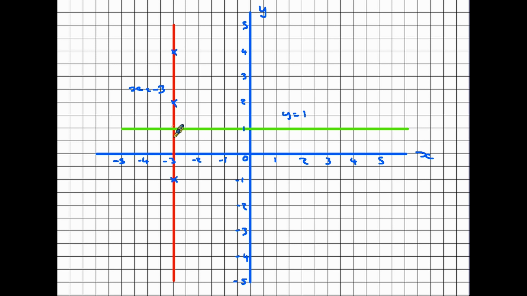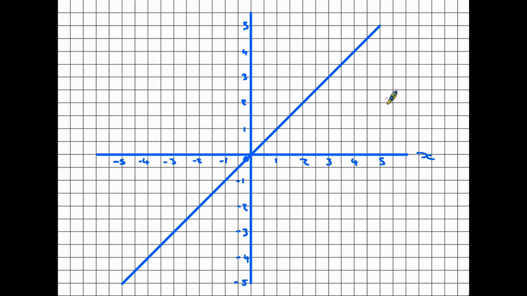The x coordinate is minus 3 all along its length. And the next line that we need to be able to identify quickly is this one. Let's have a look at some of the coordinates along its length.